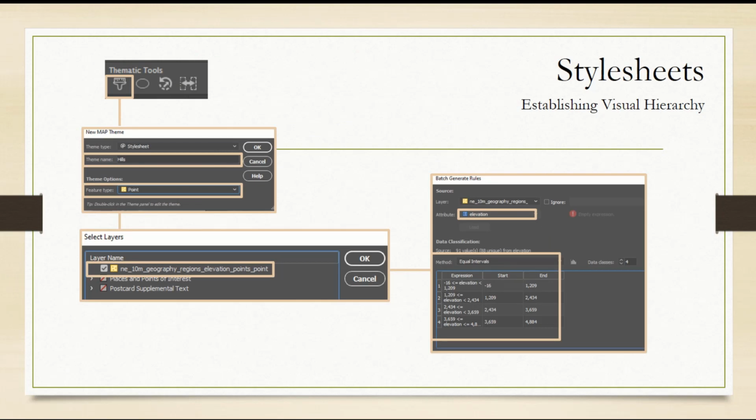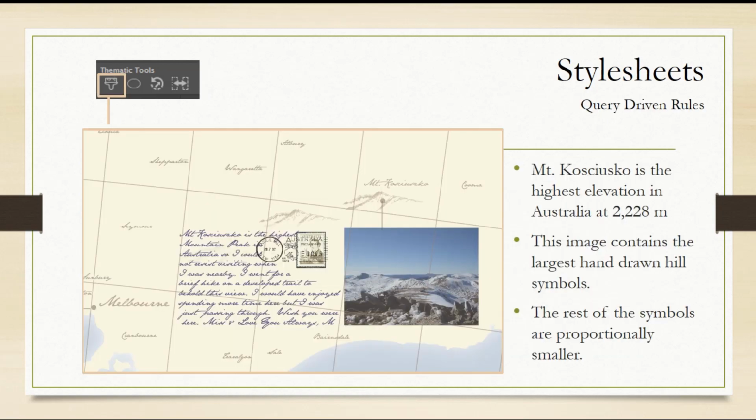Once the swatches are created and the symbols are added to the swatch and symbol panels, I'm ready to create my style sheets. I symbolize the elevation points using an imported symbol of a hill feature that is proportionally scaled to reflect the relative height in comparison to other elevation benchmarks. These are hill symbols which are proportionally sized in relation to elevation categories. Mount Kosciuszko is the highest elevation in Australia, so this image contains the largest hand-drawn hill symbols. The rest of the symbols are proportionally smaller.